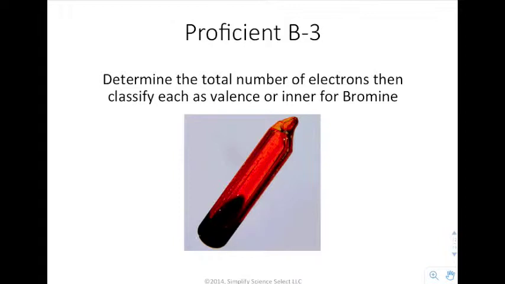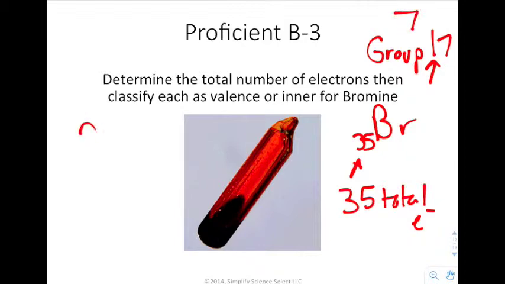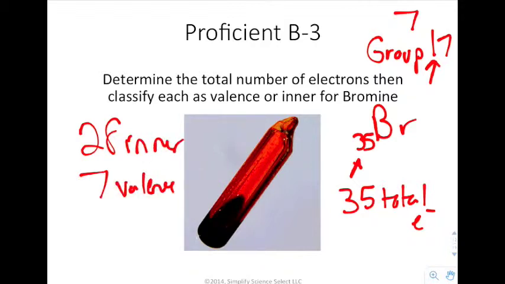So when you look at the periodic table, you have to remember that bromine is the element Br, and it's in group 17. So because of that, we know that it is going to have 7 valence electrons. It has an atomic number of 35, which lets us know that there are 35 total electrons. And because it's in group 17, I know that there are 7 valence electrons. So that means that there are going to be 28 inner electrons and 7 valence electrons.